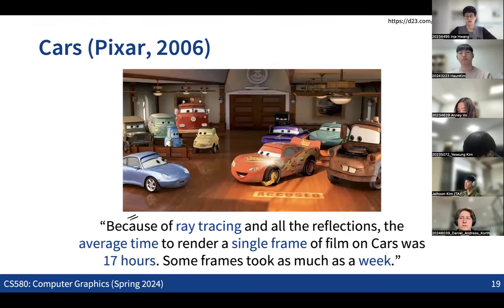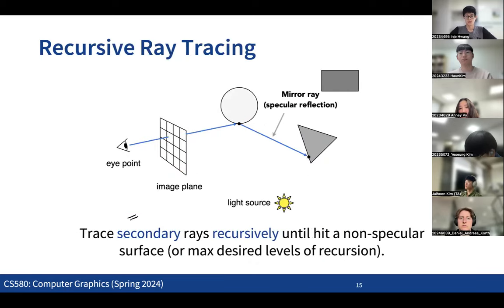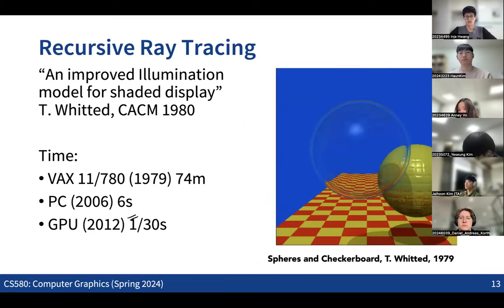So how long does it take? If we go back to the very basic rendered image, this is the image which was first introduced in 1979, some years ago. As you can see, this was the first rendered image that could handle a transparent object.